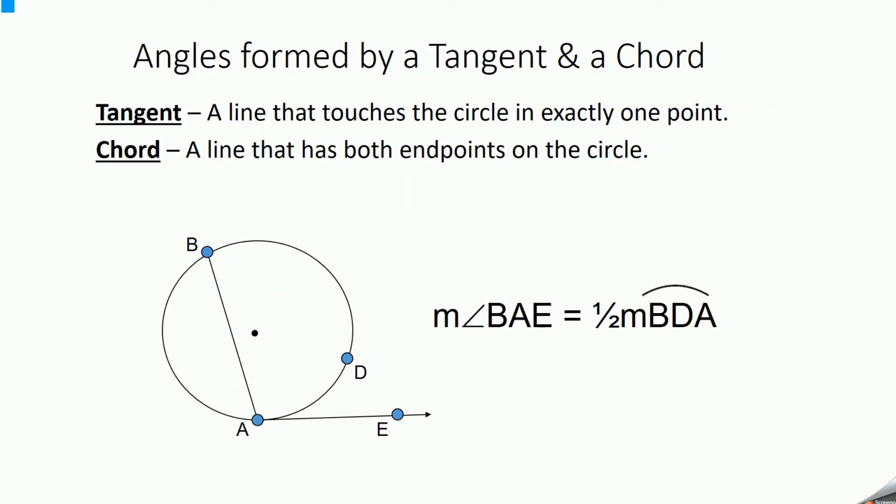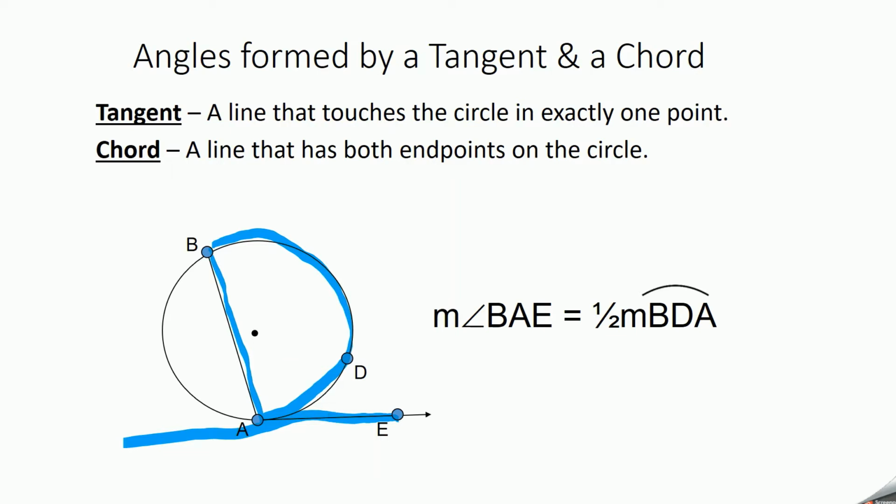The final inscribed angle fact that we need to know is when an inscribed angle is formed by a tangent and a chord. AE is a tangent. Reminder, a tangent is a line that touches the circle at exactly one point. BA is a chord that touches the point of tangency. The arc that's created is twice the size of the angle that creates it. Again, the arc that's created is twice the size as the angle that creates it.